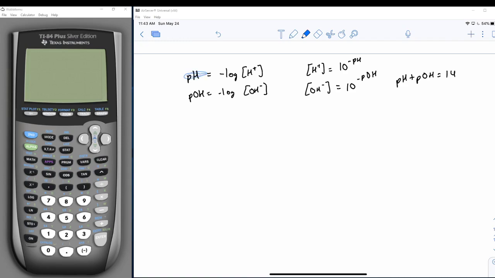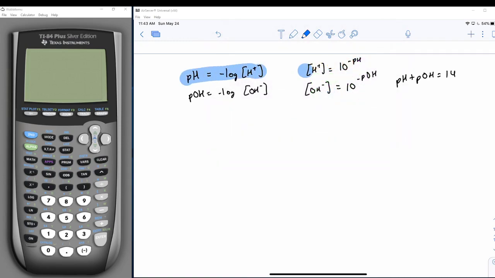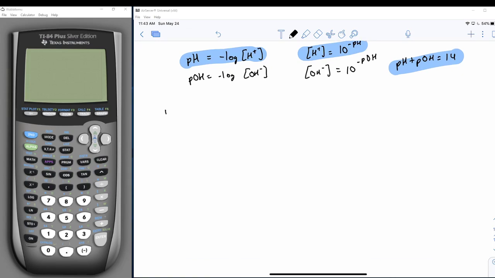But really, what you're looking at is just knowing this equation and this equation, because the OH equations are identical to the H equations, except you have OH instead of H in there. So that minimizes what you have to memorize. So for 1A, we have H plus concentration of 1.0 times 10 to the negative 5.